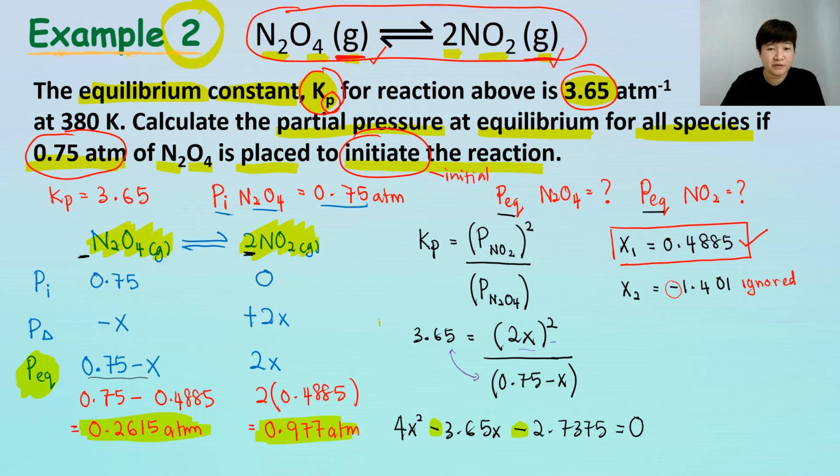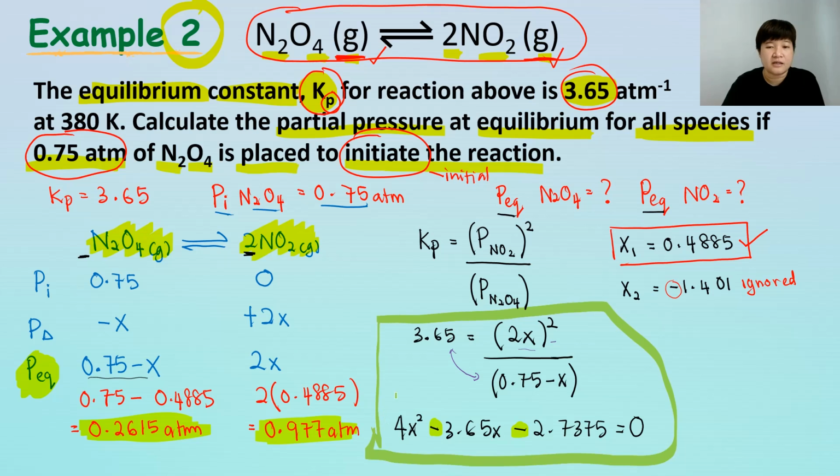Everything is quite simple except your quadratic. I know some of you might struggle with your quadratic, so make sure you can solve your quadratic here. Make sure you put everything into your calculator correctly. And when you have two values of x, we always ignore the negative. We will only take the positive.